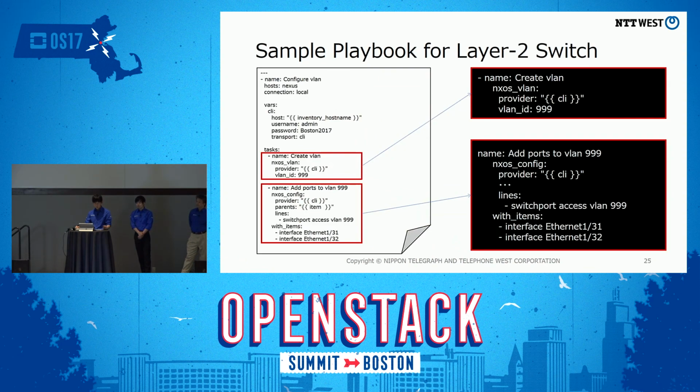Please look at the playbook for the Cisco Nexus switch. This playbook configures a VLAN for the target Nexus. The playbook consists of two tasks. The first task is creating VLAN 999 by the NXOS VLAN module. The second task is configuring switchport access VLAN by the NXOS config module. This task configures Ethernet 31 and 32 ports for tagged interfaces of VLAN 999.